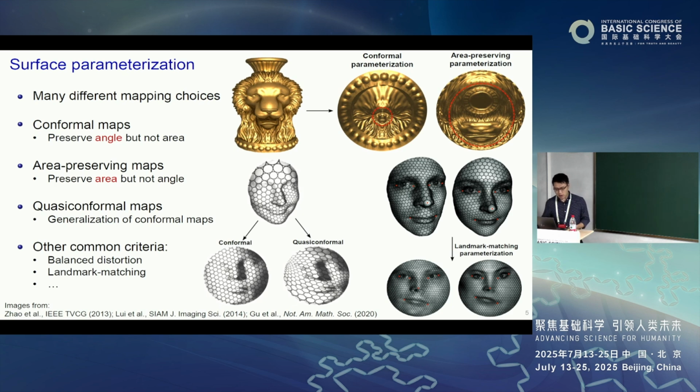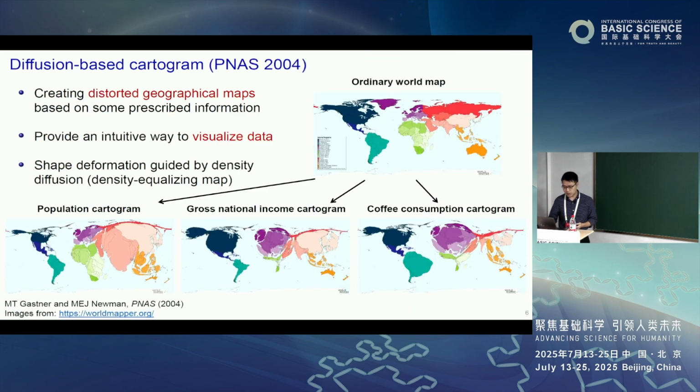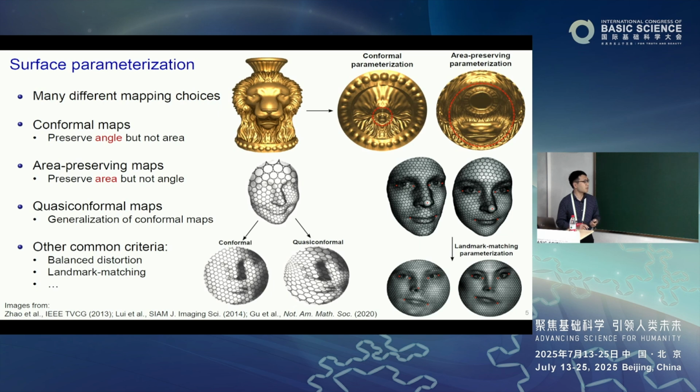So we can see that for many of these different mapping problems, one common feature is that we actually want to achieve some kind of shape deformation. We want to be able to deform one shape in order to get another shape, and then we want to find some way to control the shape changes so that it gives us some kind of desirable effects.